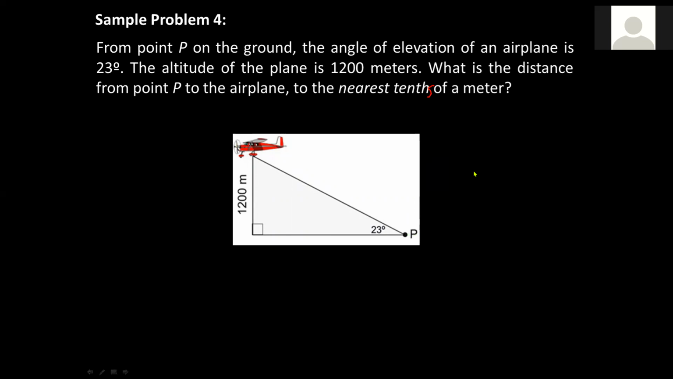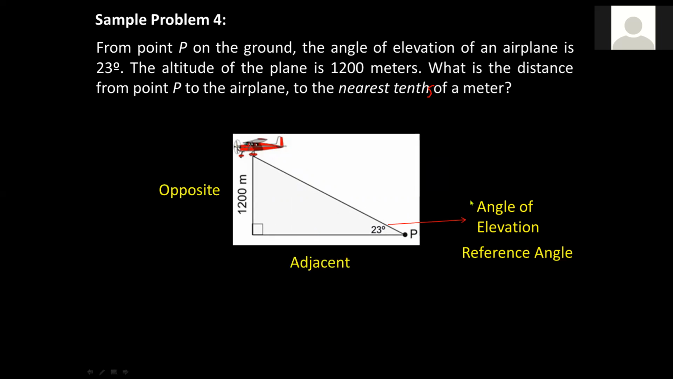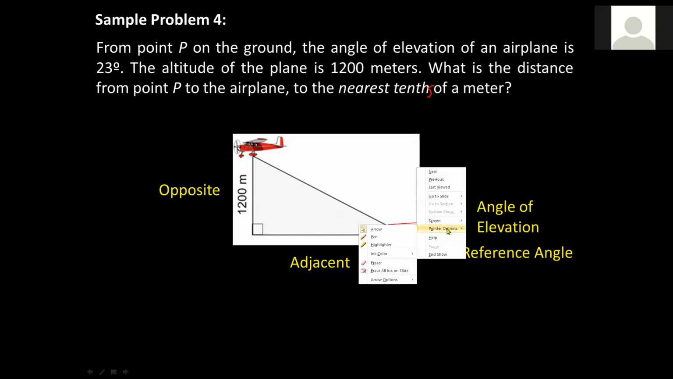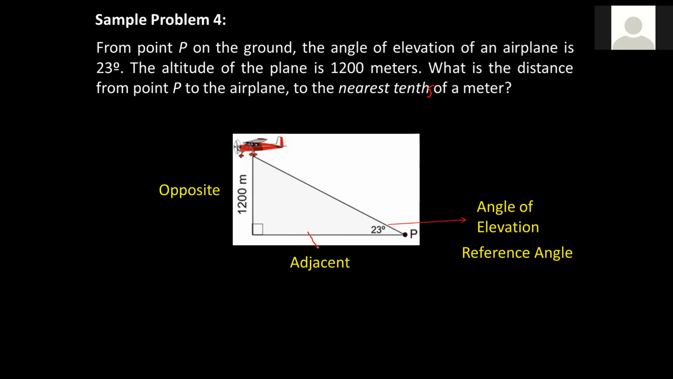So, as a continuation, 23 degrees is actually our angle of elevation. And this is also a reference angle. Now, yung 1,200 meter is our opposite. And then sa baba naman, yung distansya na hinahanap natin, let us just assume that this is distance x or whatever na variable na nagamit natin sa ating computation. No? So, ito yung ating adjacent. Hinahanap natin is yung value ng adjacent. Okay? Yung distance from here hanggang doon.